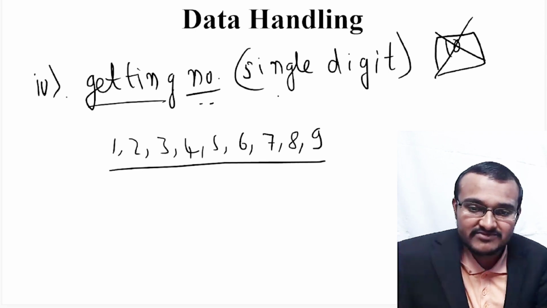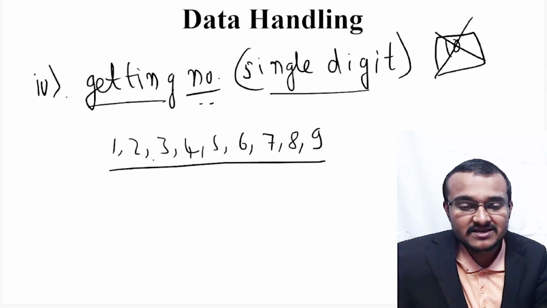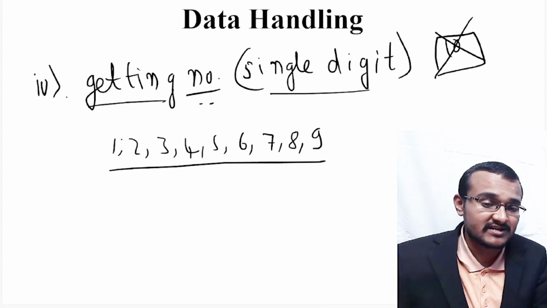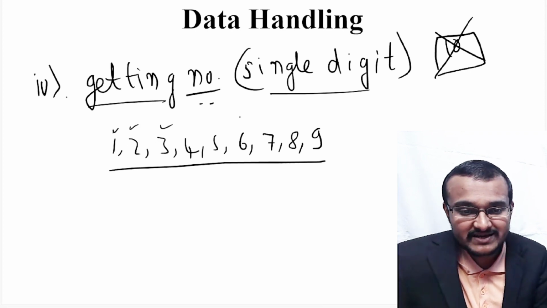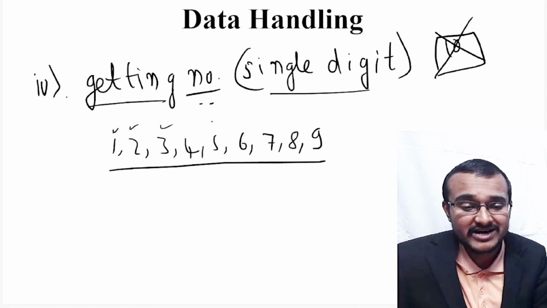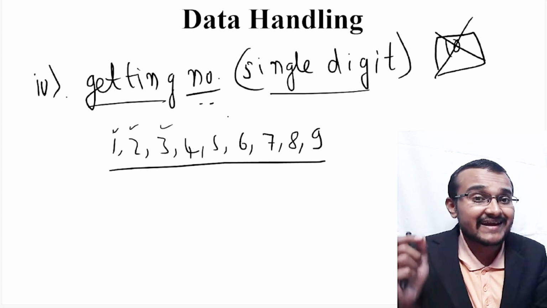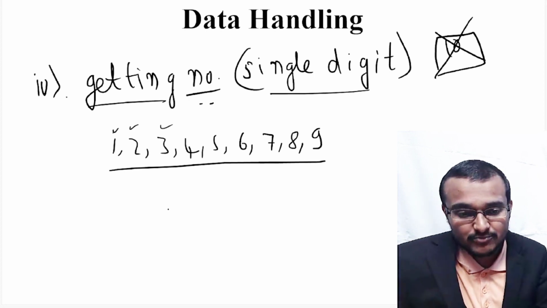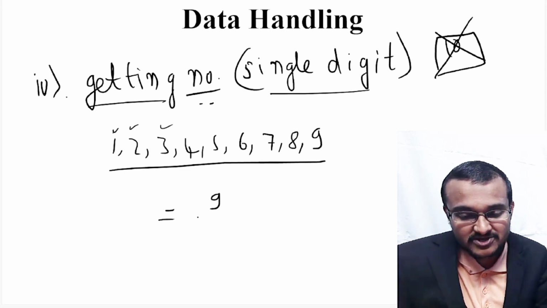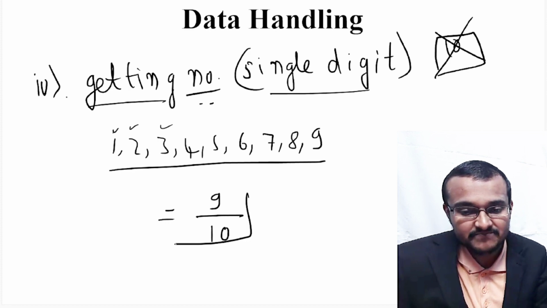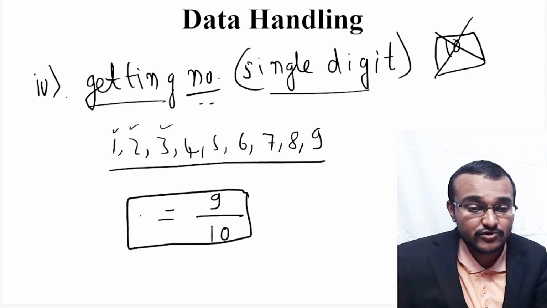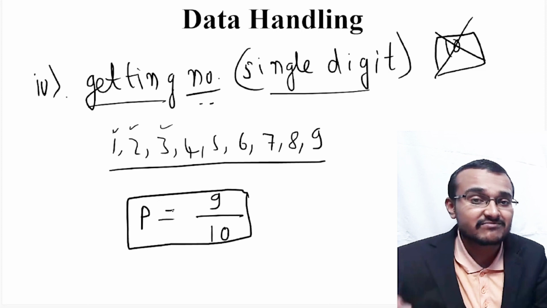So getting a number which has only a single digit, how many outcomes are there in this particular event? There are 9 outcomes where you can get results as 1, 2, 3, 4, 5, 6, 7, 8, 9. Probability will be 9 by 10 because possible outcomes are 9 in this particular event and total outcomes is 10. So the probability for this fourth question will be 9 by 10.